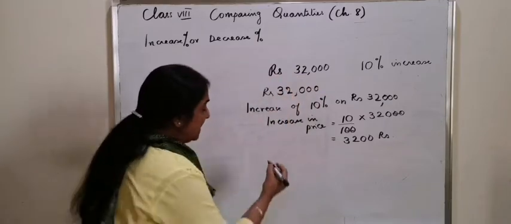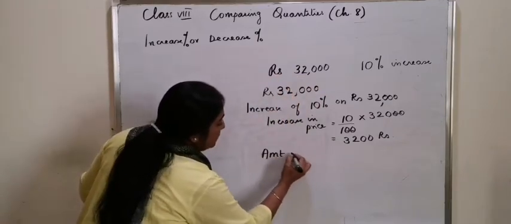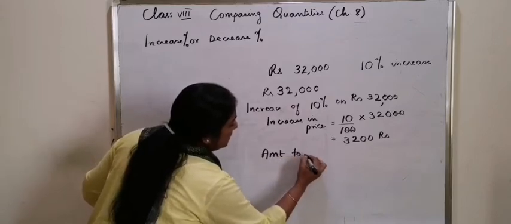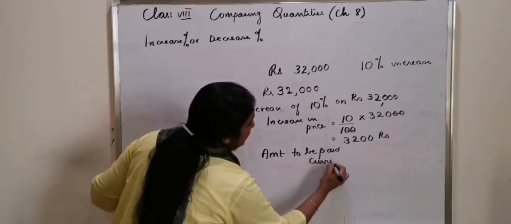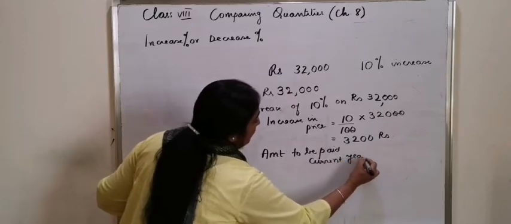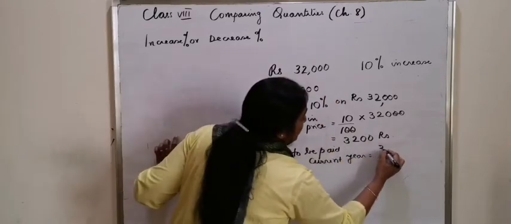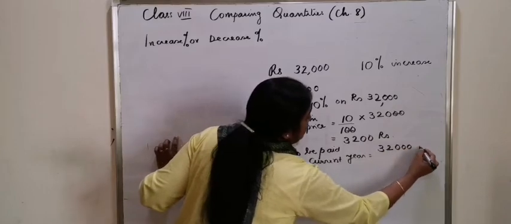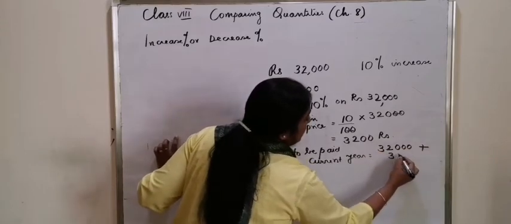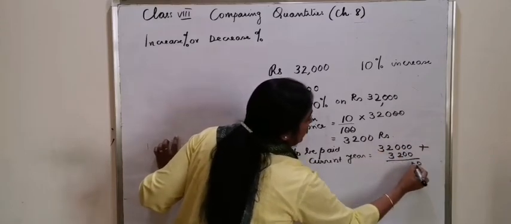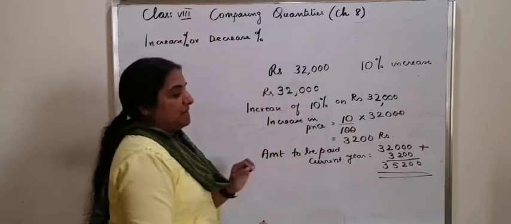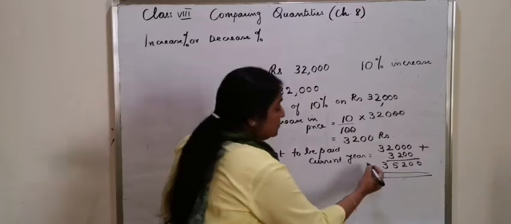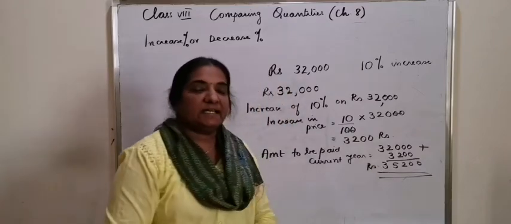So what is the amount to be paid in the current year? It will be 32,000 plus this 3,200, which is the increased amount. That means the 32,000 has become 35,200 rupees in the current year.